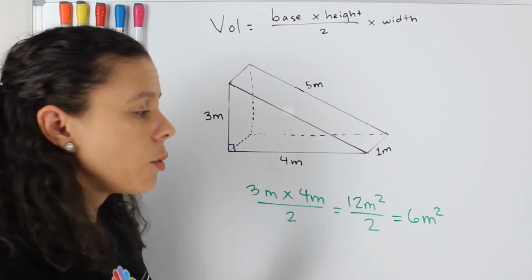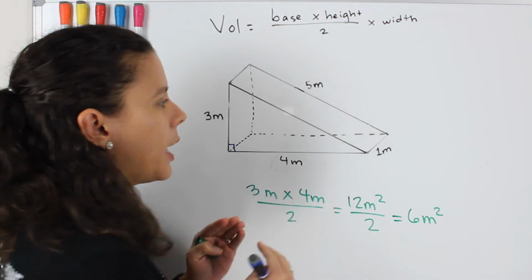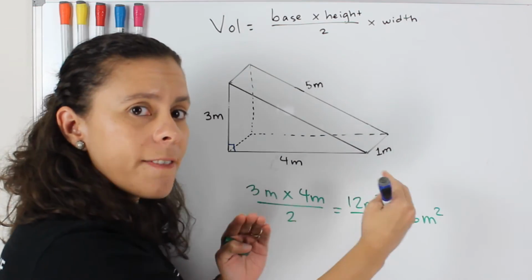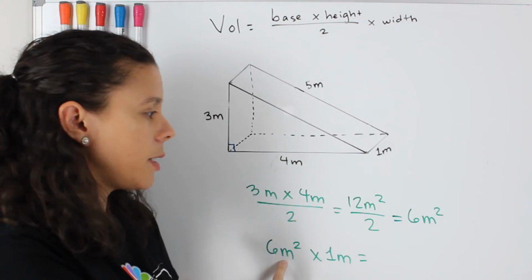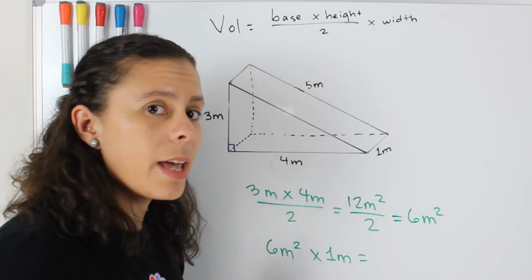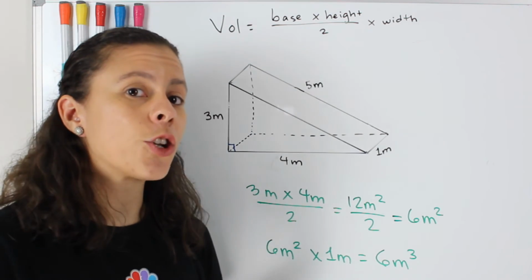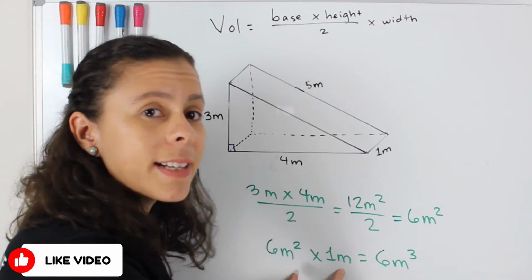Now that we found the area of the face, we're going to multiply it by the width of that figure. And the width is going to be the 1 meter. So we multiply the 6 meters squared, or the 6 square meters, times 1 meter, and we get 6 meters cubed. Because remember that you always have to multiply the units as well.